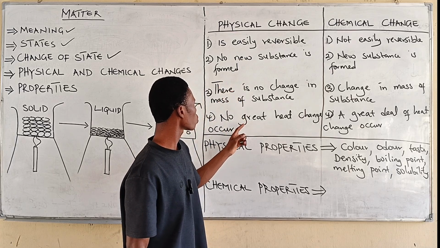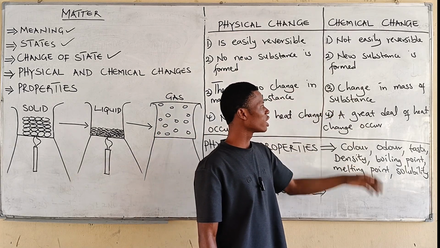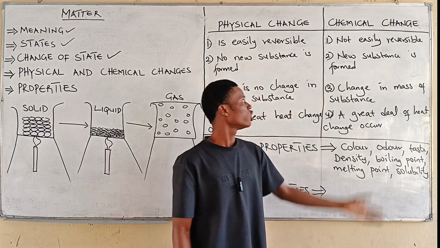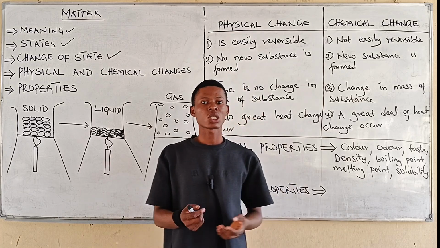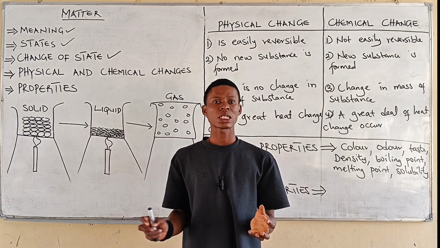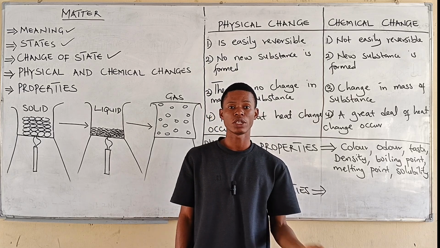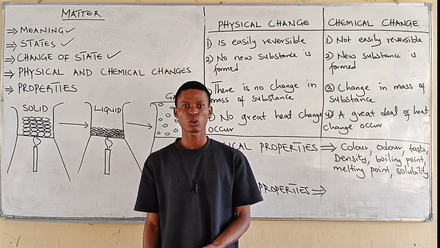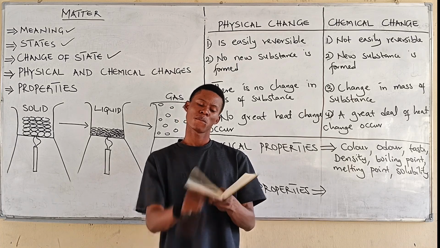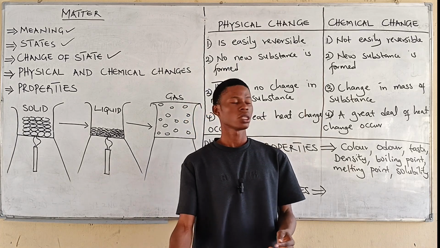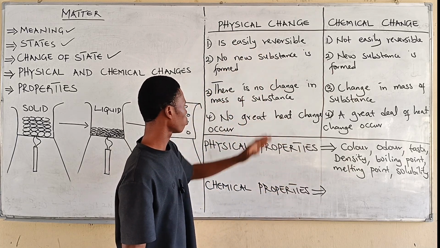Now in physical change, no great heat change occurs, while in chemical change a great deal of heat change occurs. By physical change, the only heat required is called latent heat. Latent heat is just the heat that is required to change that solid to liquid, to gas. If we are talking about melting of ice, no great deal of heat is required. But for you to burn this paper, a great deal of heat is required. So these are a few differences between physical changes and chemical changes. Take note of them. Very, very important.